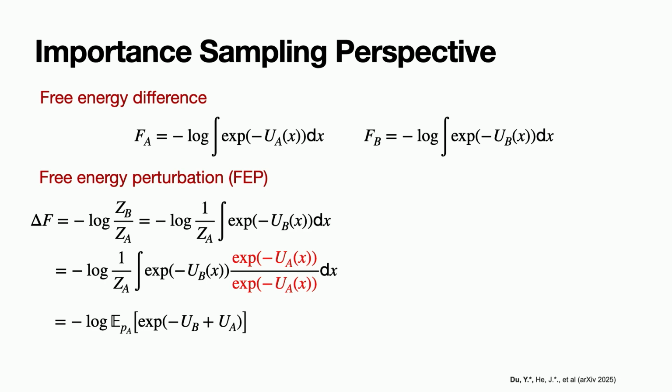But you may notice this is not so good because it's importance sampling. If there's not enough overlap between UA and UB, you won't do very well. Maybe it wouldn't work. Another thing you can immediately notice is that this transformation that I showed here is not unique. In fact, another simple one is that you can go the other direction. You can have samples from PB, and then you can estimate the free energy difference in a similar way.